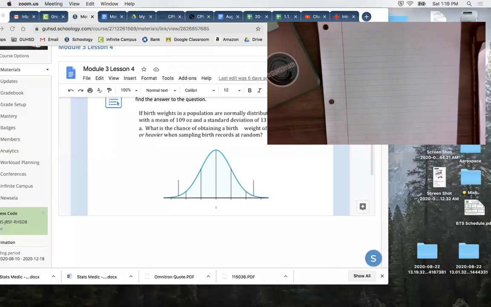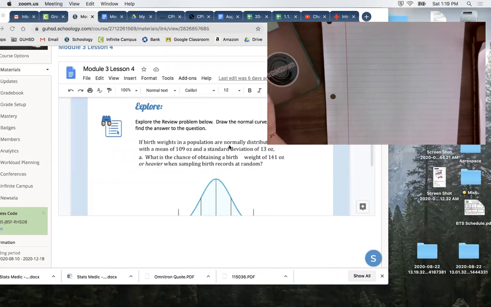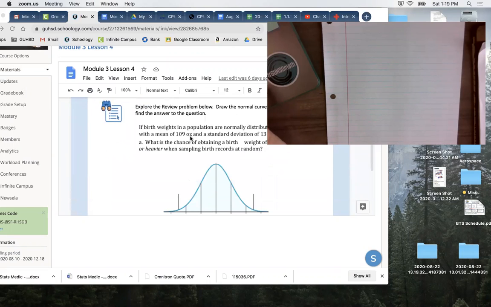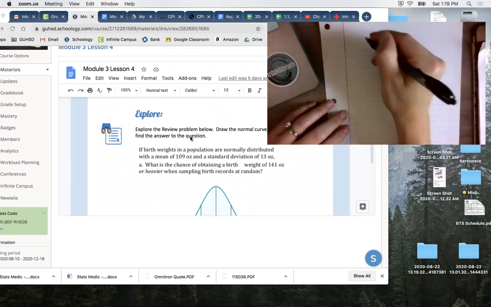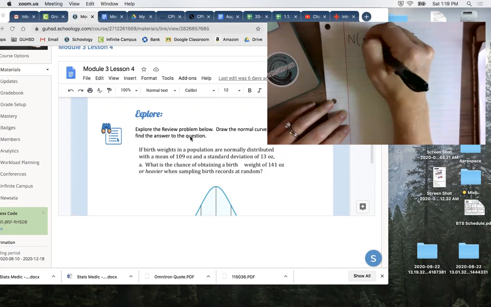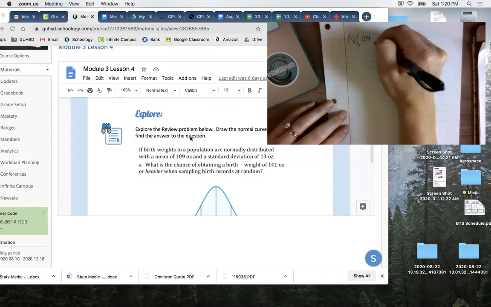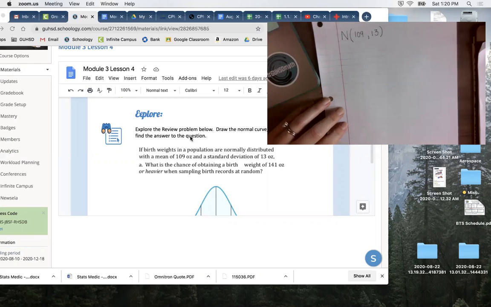Okay, so for this problem, it's a beautiful problem. I'm going to go through it to show you how I would go about doing a normal distribution problem from start to finish. So it says here, if birth weights in a population are normally distributed with a mean of 109 ounces and a standard deviation of 13 ounces. So the first thing I'm doing is putting the normal distribution with a mean of 109 ounces and a standard deviation of 13 ounces. I'm putting that information at the top to begin us.